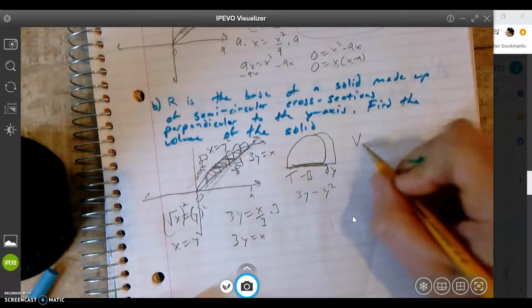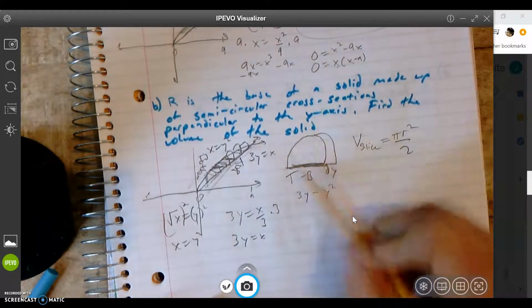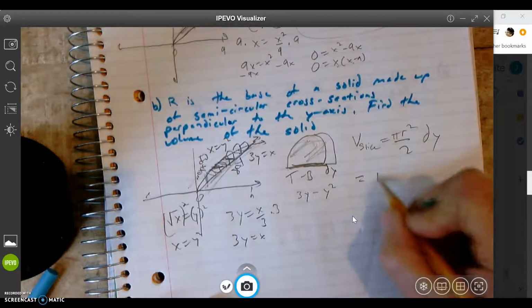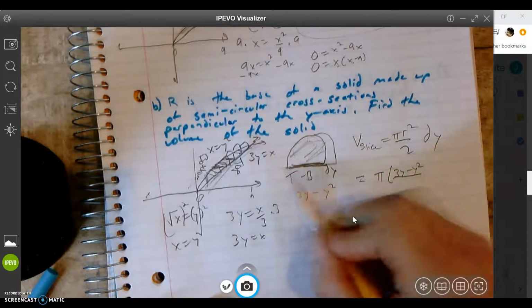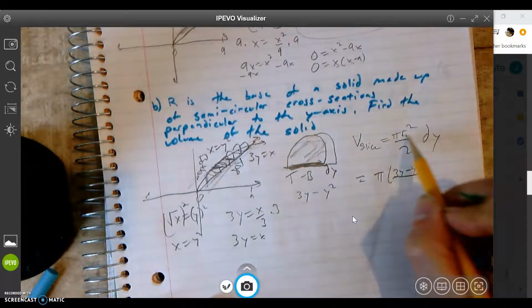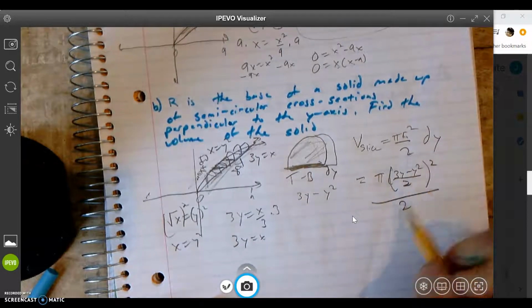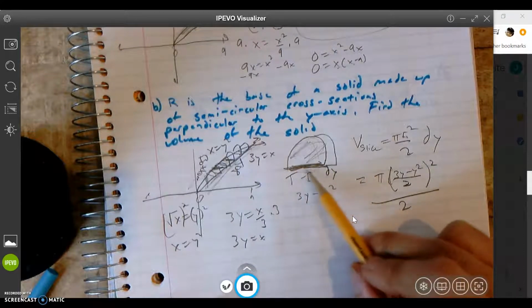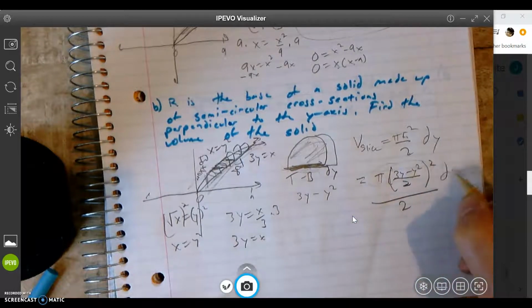Okay, so remember the volume of the slice is going to be pi r squared divided by 2, because this is a semicircle, that's the face, times dy. So that's going to be pi times 3y minus y squared. But that's the diameter, so I need the radius, so that's divided by 2, squared, and then I divide by 2 again because I have a semicircle. I'm dividing by 2 the first time because this is my radius, because I'm taking my diameter divided by 2. Then I'm dividing the whole area of the circle by 2 because I have half a circle there.